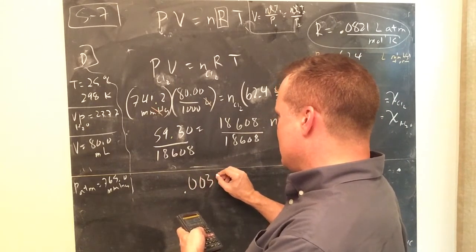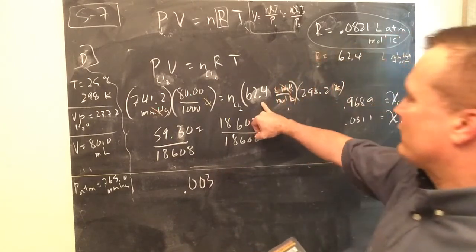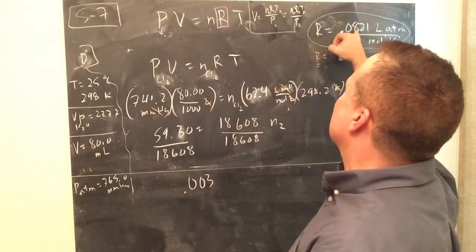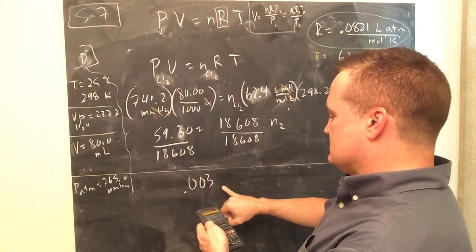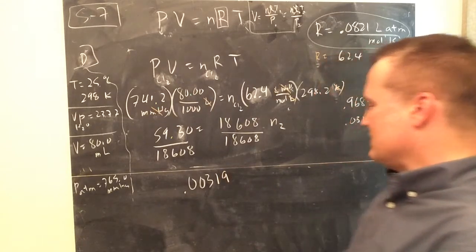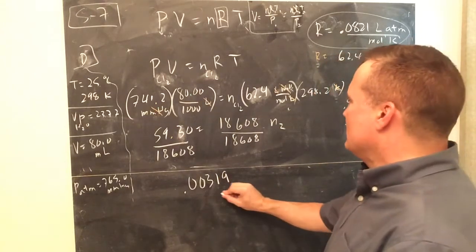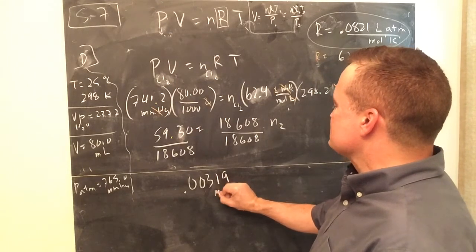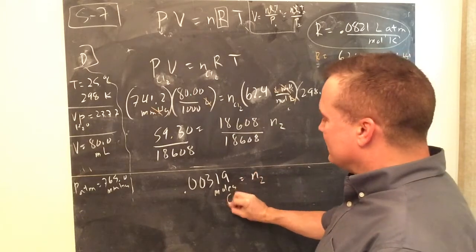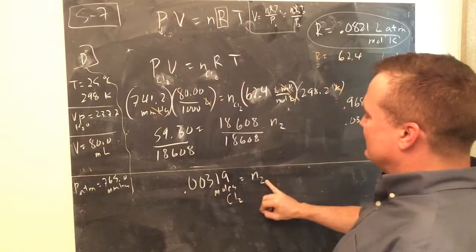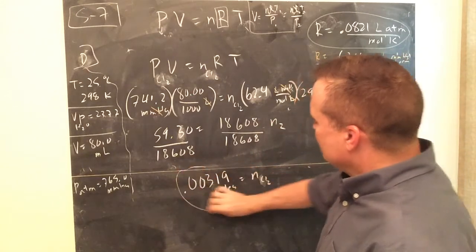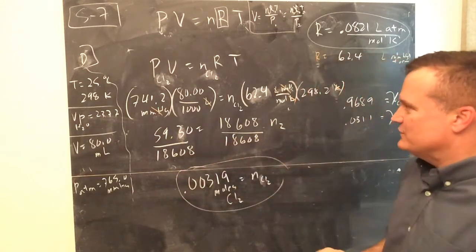0.003. Can I really have 4 sig figs? No, I can only have 3 sig figs because of that one. So I'll wait till the end and do it. Even that one has 3 also. So 0.00319. Is that right? Yeah. 0.00319 moles equals N. Moles of chlorine. N of, I put N2, I'm sorry about that. N of chlorine. Moles of chlorine is 0.00319.